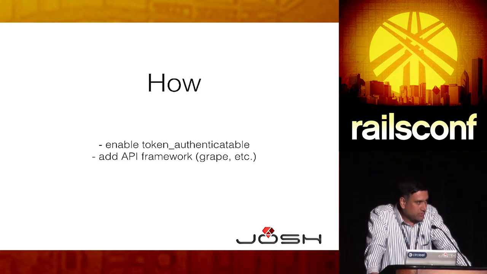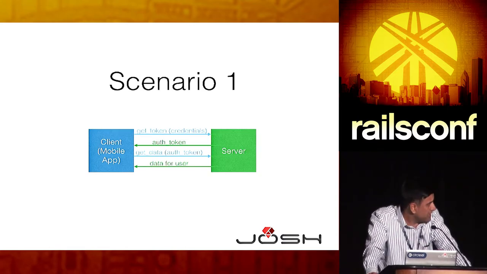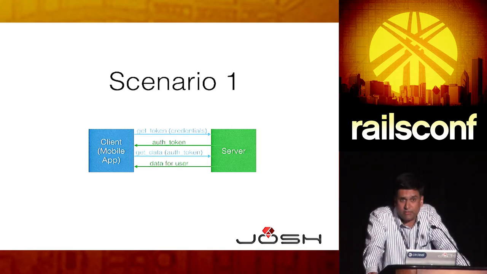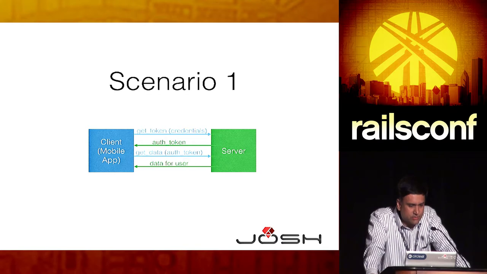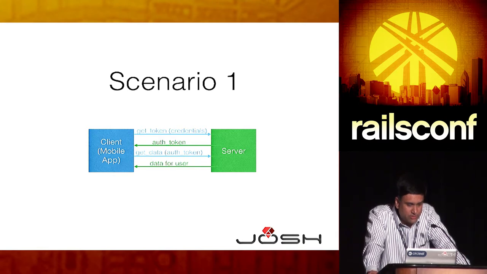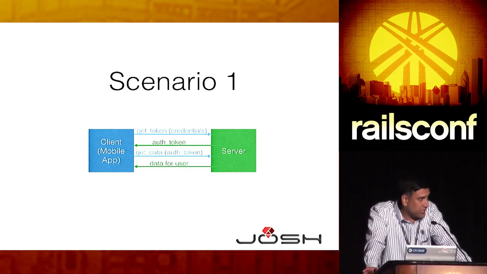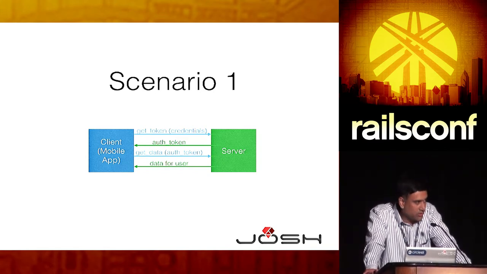Once you do that, if you go back to the first scenario, and if you see this, is it visible to everyone at the back? Okay, so basically a client is a mobile app, and get token and get data are essentially APIs. They are going to make a call passing the credentials. These credentials are sitting at the backend server, so the server authenticates the user and sends back the auth token. And henceforth the client can use this token to get any data from the backend server.